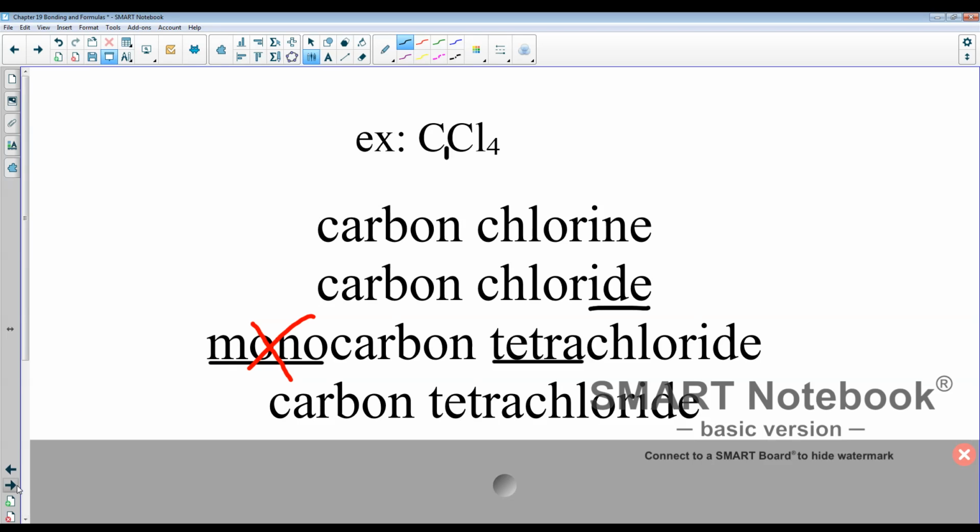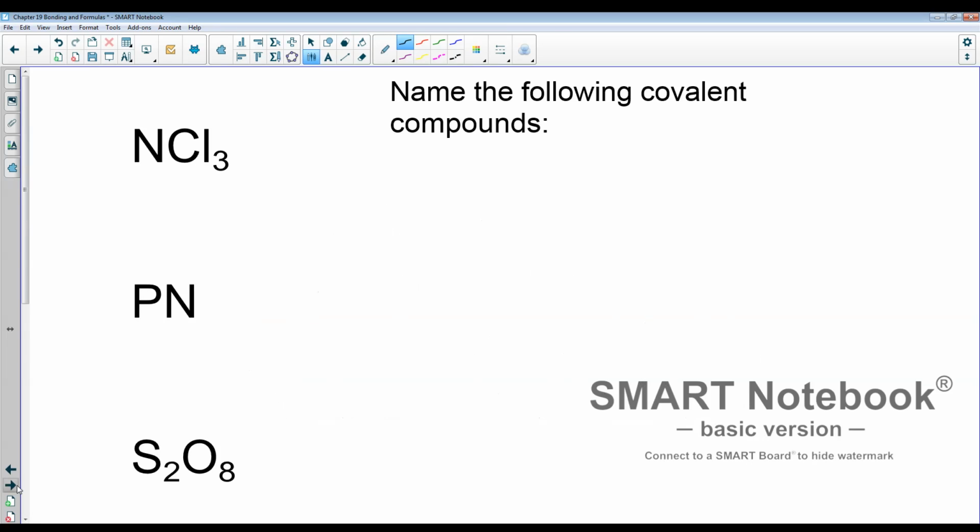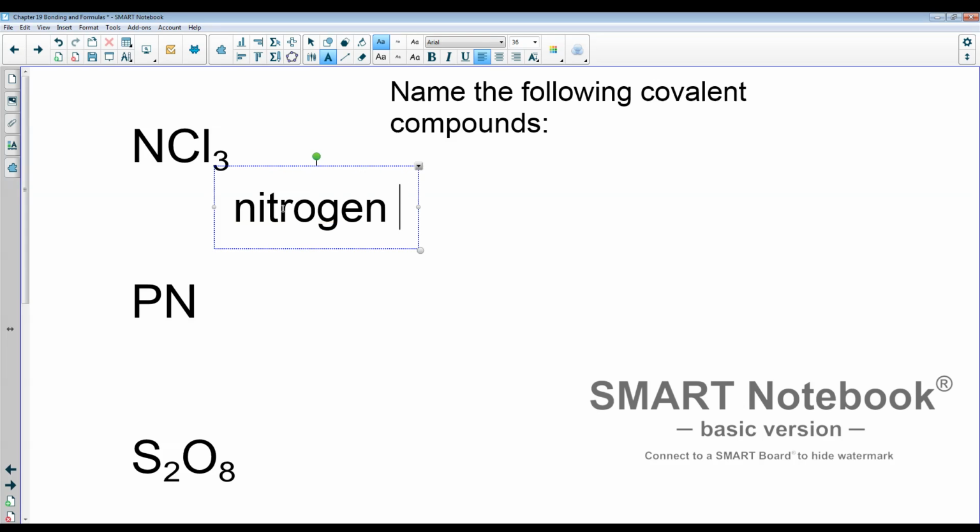I'll do some other examples with you all. So here I have nitrogen and chlorine. Normally, if it was an ionic compound, I would call it nitrogen chloride. But I'm going to put some prefixes in here. Since there's 3 chlorines, the prefix for 3 is tri. And the prefix for 1, there's 1 nitrogen, is mono, but remember I can't start with mono.